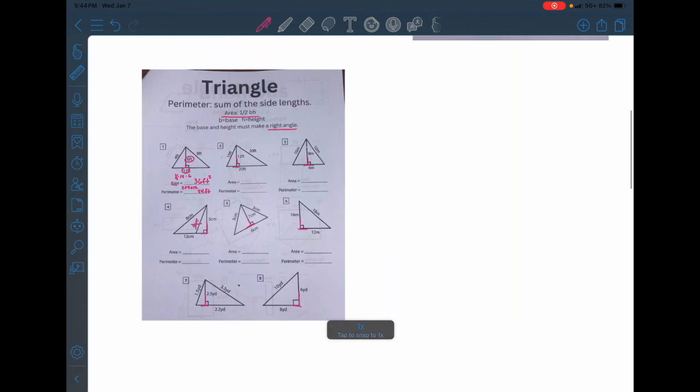So today, you will turn in your circle worksheet that's front and back, and you'll turn in the triangle one. I know that the rectangle is not done. You'll get it back tomorrow, and we'll continue on.